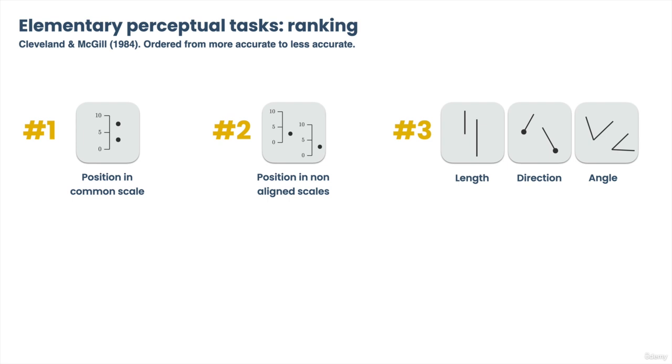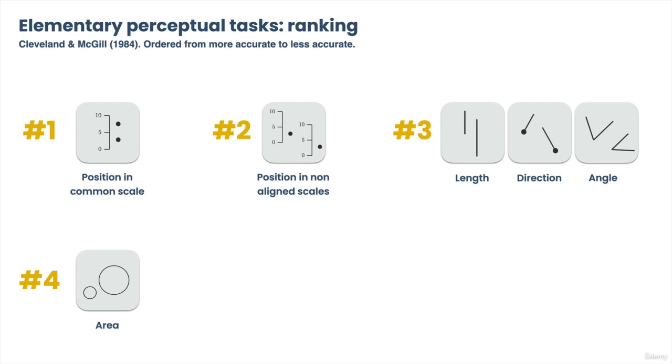Then in the third position, we have a tie between decoding length, direction, and angle. And by the way, just a comment here, I didn't do this experiment, so I do not have the right to question the results of this experiment, but to me, decoding length is much easier than decoding direction or angle. But according to their ranking, they are all the same.